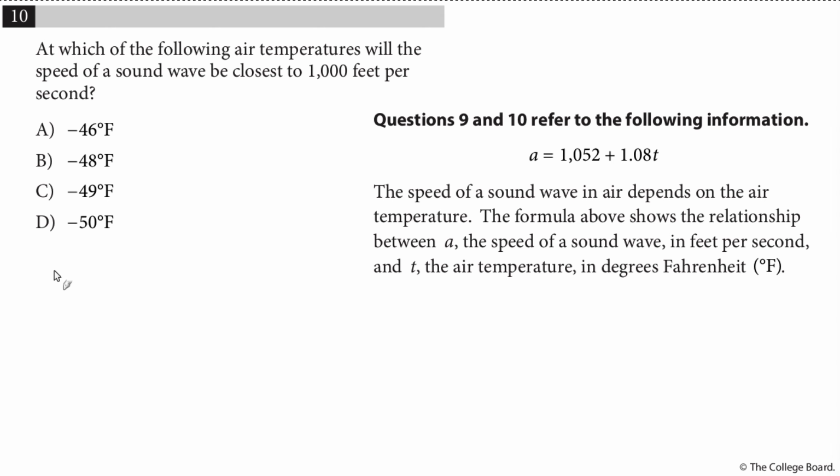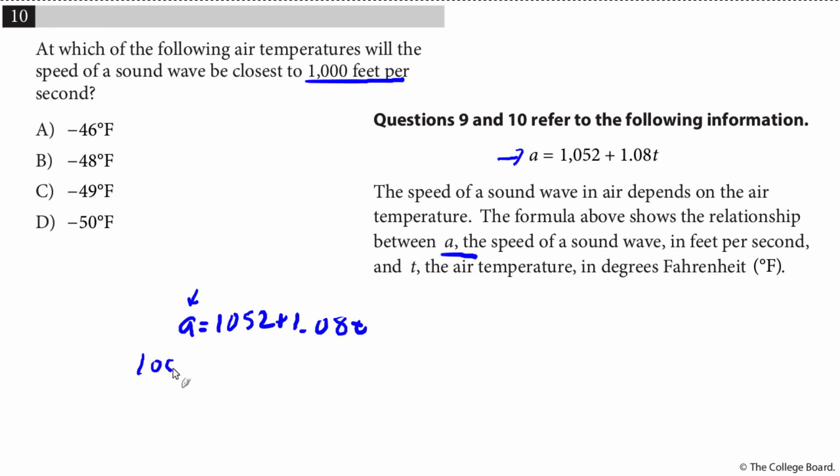Okay, so in this problem, we have the same equation, and now we are saying at which of the following air temperatures will the speed of the sound wave be closest to 1,000 feet per second? And again, it looks crazy. We're talking about sound waves, speed, temperature, feet per second, things that make this sound kind of weird, but it's actually a really easy problem to do. So I'm going to use my equation, A equals 1052 plus 1.08t. They give me the speed is 1,000 feet per second, and the speed is A. So I'll put the 1,000 in for this A and just solve for t, like any normal two-step equation.